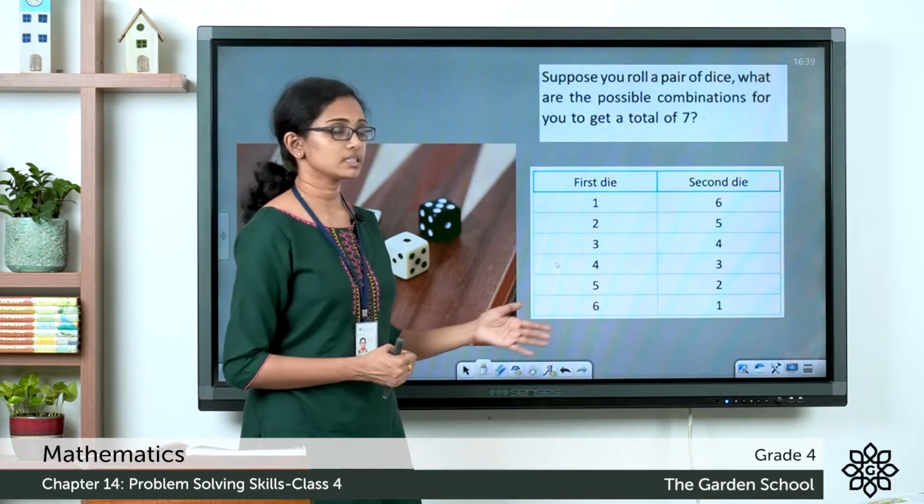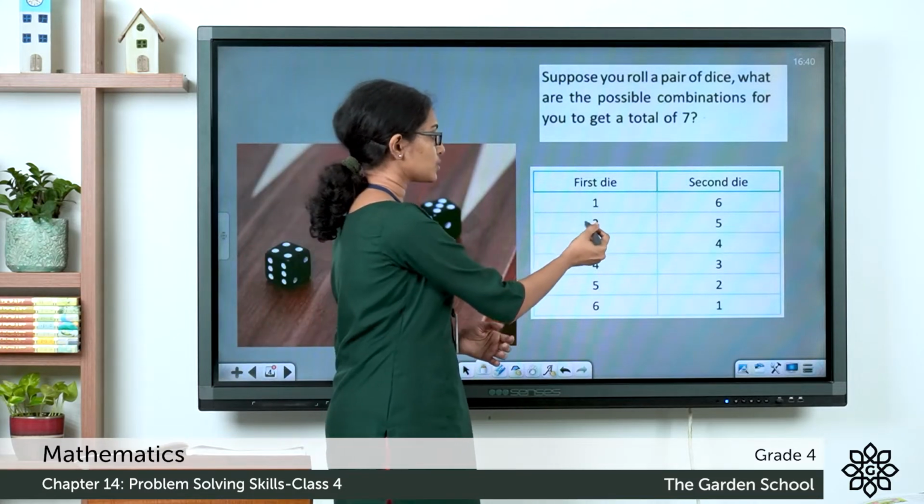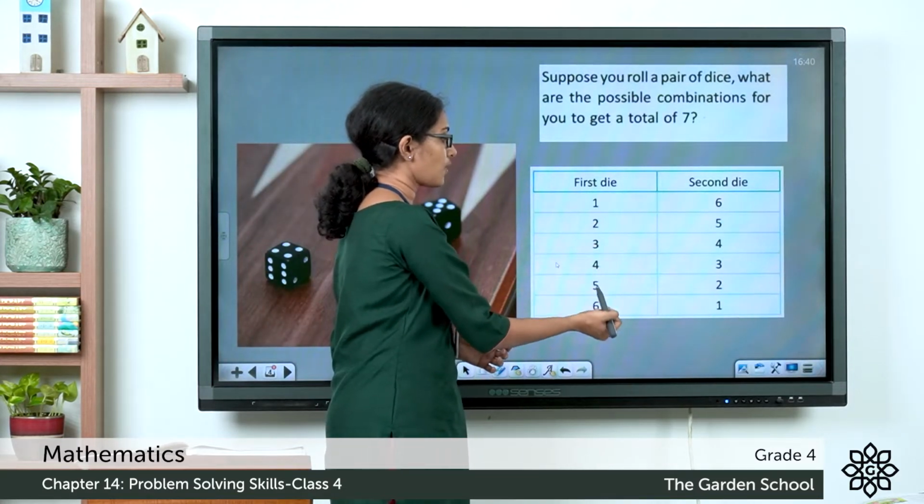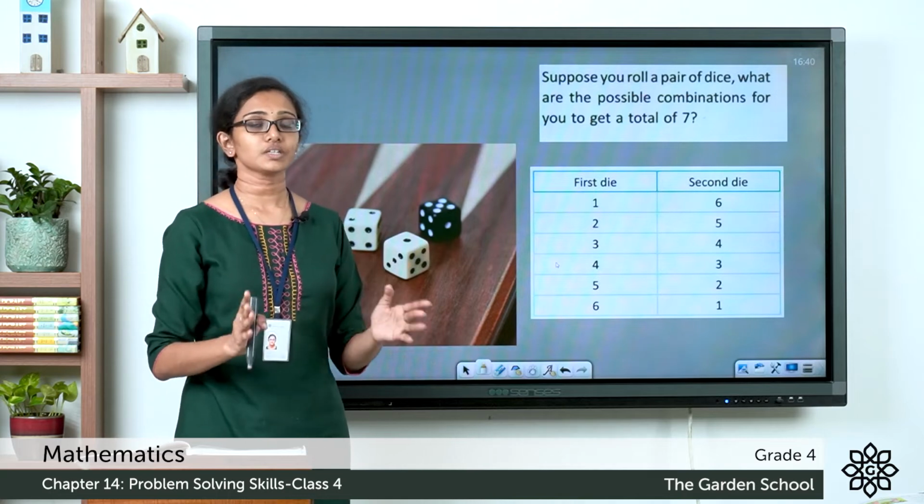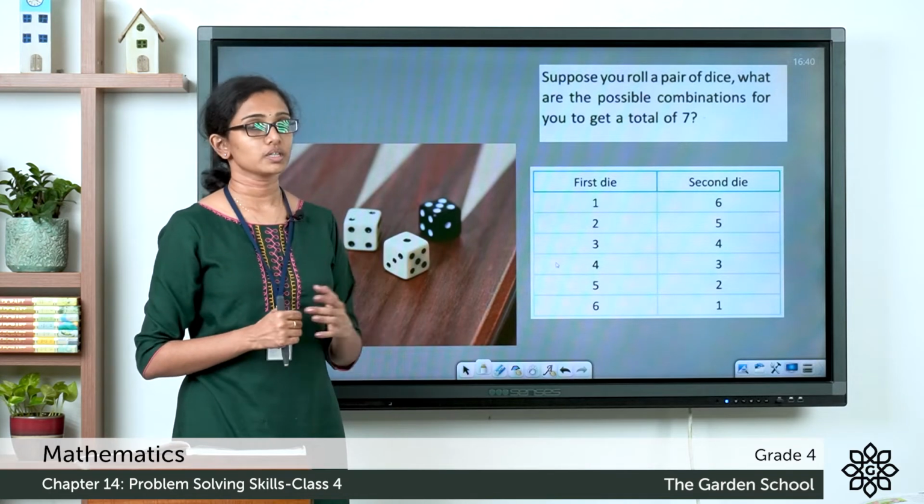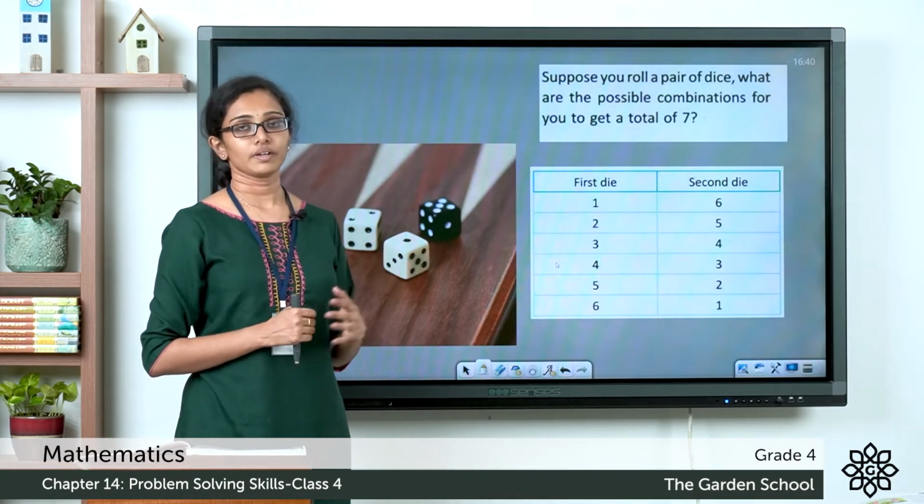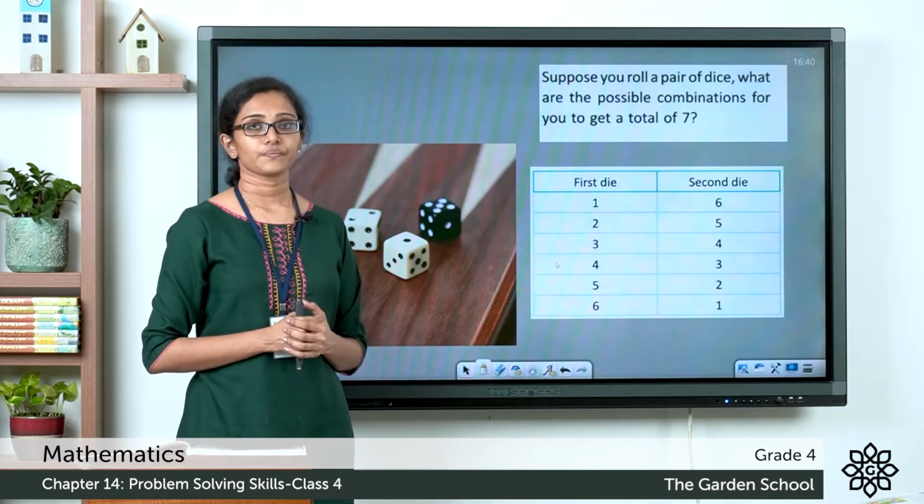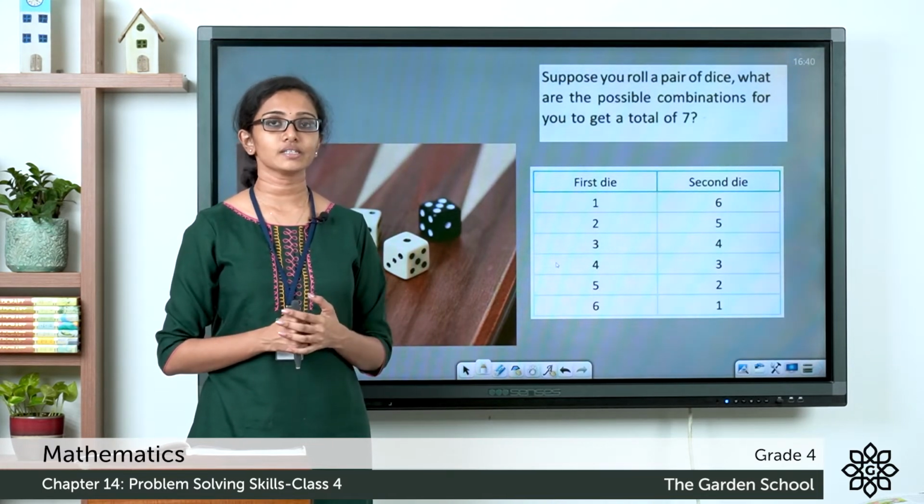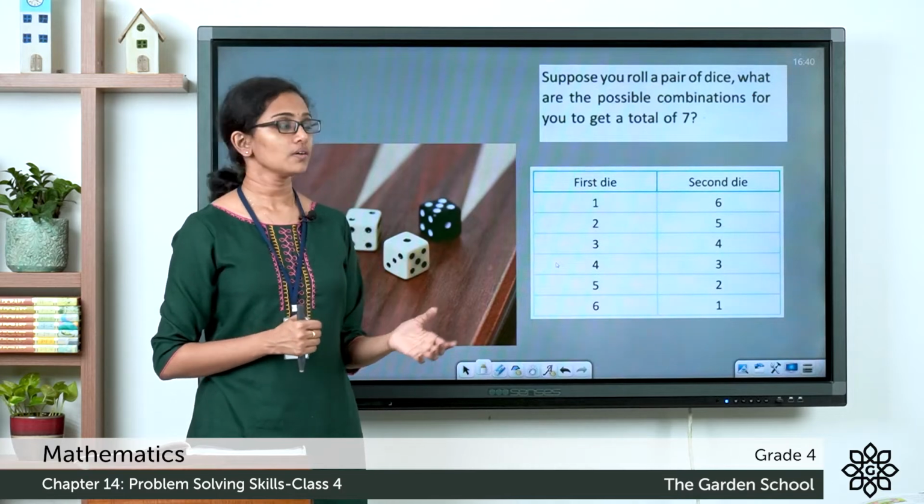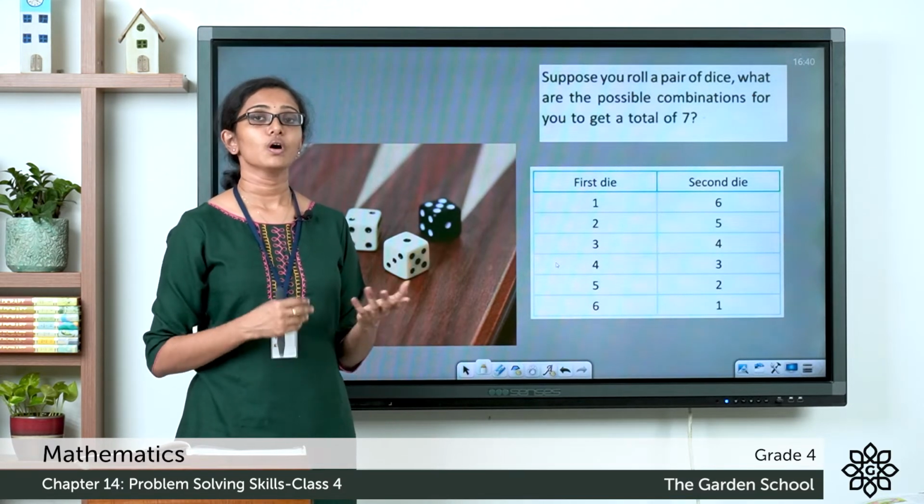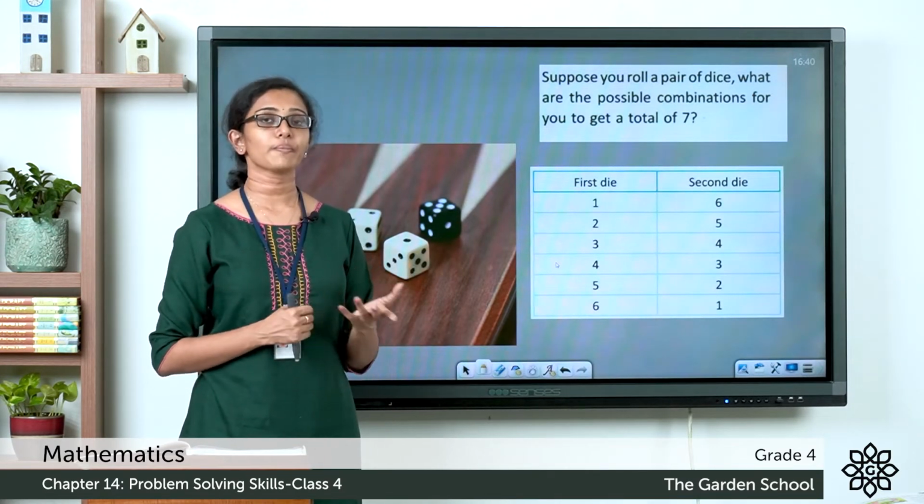So how many are these cases? 1, 2, 3, 4, 5, 6. So there are 6 possible cases which will give you a total of 7 when you roll 2 dice, or a pair of dice.